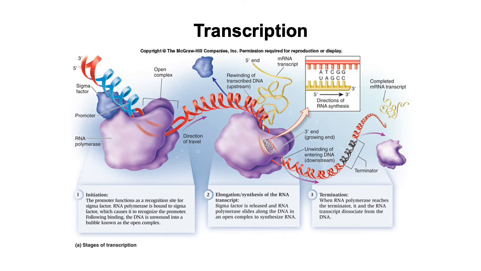In eukaryotes, it's very similar. There are proteins that bind to the promoter region and then enable or bring in the RNA polymerase to bind and tell the cell where to begin transcription. But in eukaryotes, it's not just sigma factor. There's a whole slew of transcription factors.